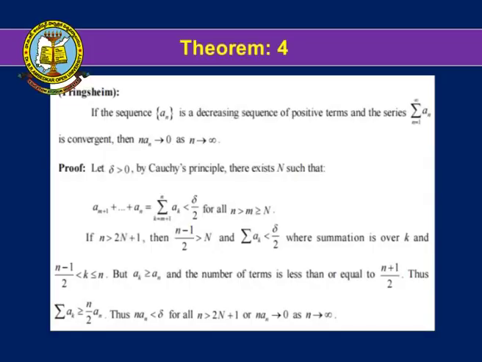Now, theorem 4, the Cauchy condensation theorem, is clearly explained. If the sequence of terms (a_n) is a sequence of positive terms and the series sigma n equal to 1 to infinity a_n is convergent, then n a_n also tends to 0 as n tends to infinity. This is also one kind of theorem, because if sigma n equal to 1 to infinity a_n approaches 0 as n tends to infinity, it is convergent, as we discussed previously in theorem 2.